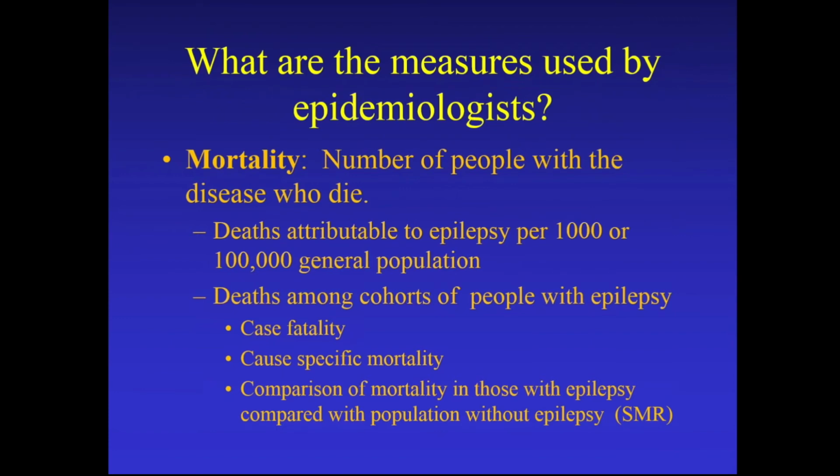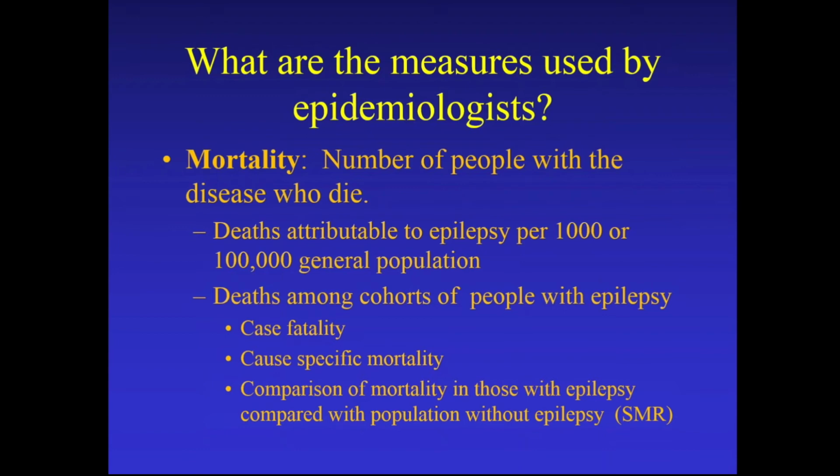Now, we're also interested in mortality, the number of people with the disease who die. And this is an important area, clinically, obviously, but also for epidemiologists. But there are a number of potential measures, and they can be confusing. We can have deaths attributable to epilepsy per 1,000 or 100,000 population. This number is actually about 2 or 3 per 100,000 per year.